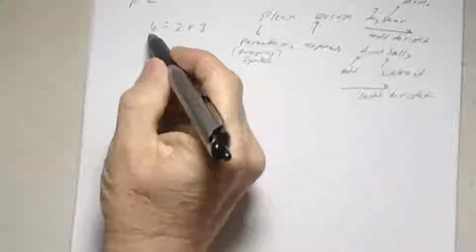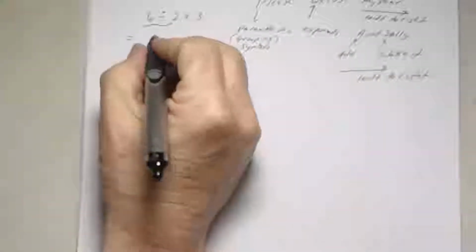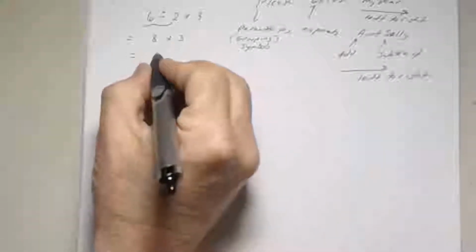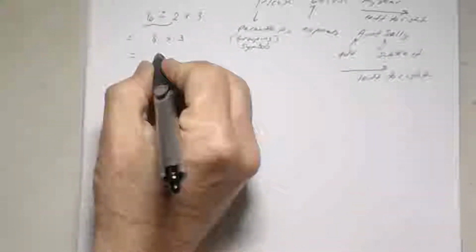All right. So in this particular case, what you would do first is this. You would say, all right, I have to do division first. So you're going to say equals, what's 6 divided by 2? 3. So then you're going to say 3 times 3, and then you're going to say your answer. And what's the answer? 9, right? 9. So you wouldn't do 6 divided by 6.